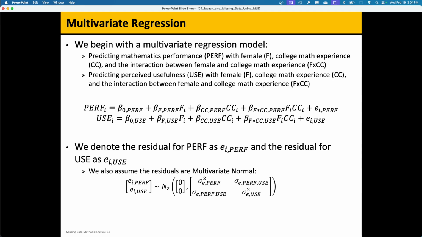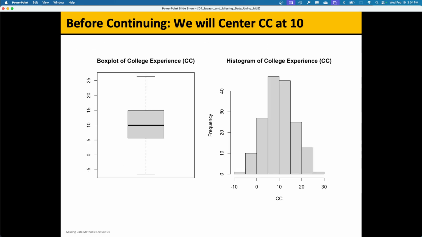You change the mean of error to not be 0, weird things happen to the rest of your model. So we leave that at 0. And the covariance matrix now has a residual variance for performance, a residual variance for usefulness, and now a residual covariance we must estimate between the residuals of performance and usefulness. Note that these are not covariances in our data. Remember that, right? These are covariances of what's left over after we predict the results.